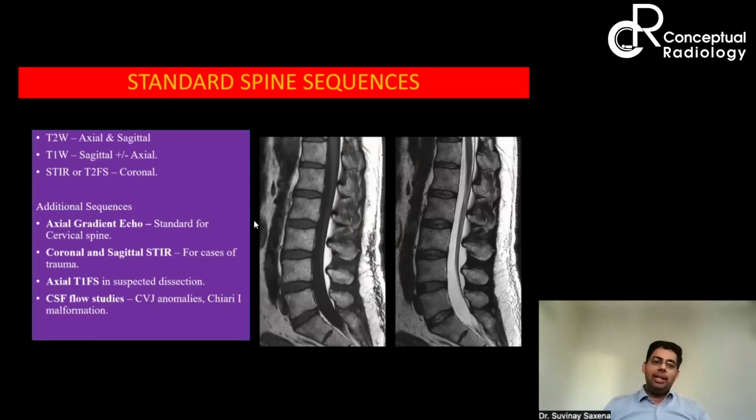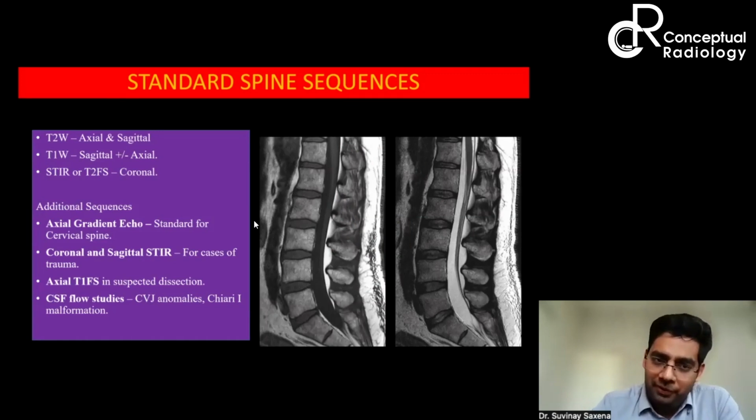Okay. So spine MRI देखने के लिए you need a standard set of sequences. First and foremost, T2 weighted images. They should be done in axial and sagittal. Then T1 weighted images, sagittal. If you have time, axial. STIR images or T2 fat suppressed images.